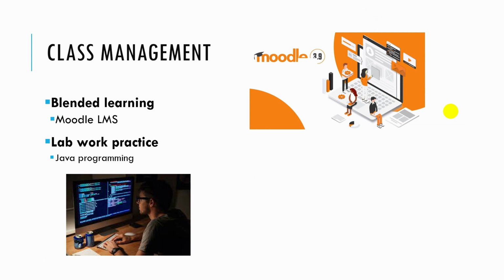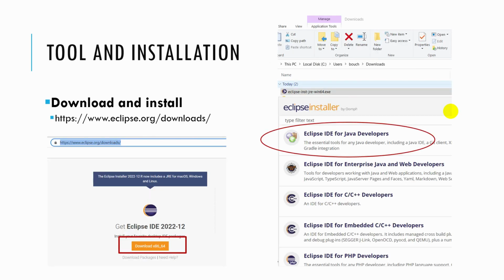We will use our learning management system based on Moodle, where we upload our assignment material, and you can do some quizzes online using our Moodle system. And in our practice sessions and lab work, we use Java programming to explore all together. And here are some of the tools. Basically, we will use the Eclipse IDE. You can access it with this link, eclipse.org/downloads, and navigate to the place where we have a download button.